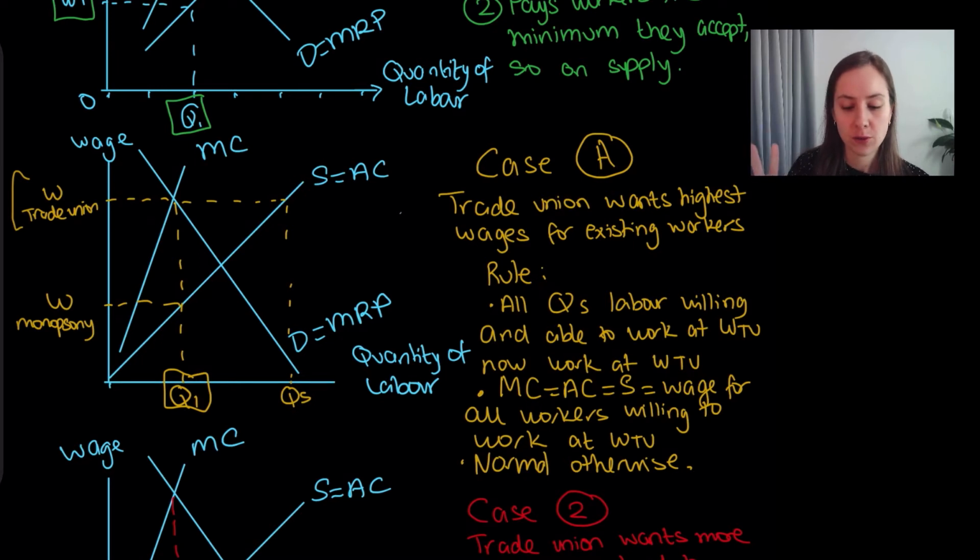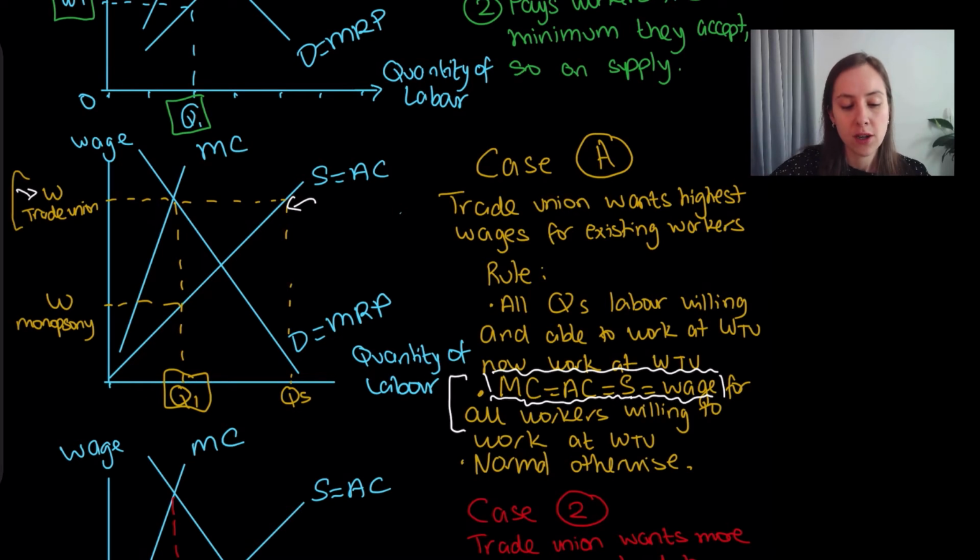We have 2 rules to remember. The most important thing is this one: your MC is going to equal your AC, and your AC and your supply curve and your wage, all these things are going to equal together. I'll explain that to you in another video. So for now, all those equal together for all the workers willing to work at that wage rate. So at W trade union, we have QS people that are willing to work at that wage rate. All of these QS people were willing to work at W trade union or lower.